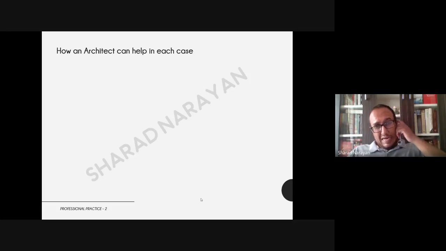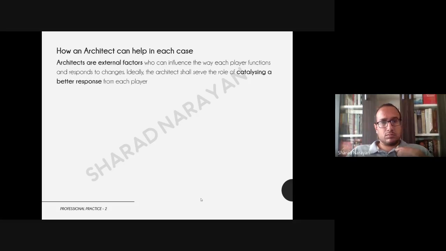So how does an architect help in each one of these cases? The first thing that we need to remember is that an architect is an external factor. He influences the way in which each player functions, and he responds to changes. He's supposed to respond to changes a lot better than the administration. Ideally, the architect shall serve the role of catalyzing a better response from each player.